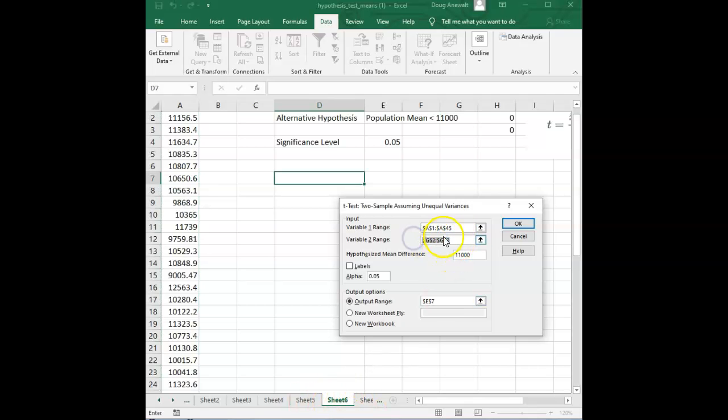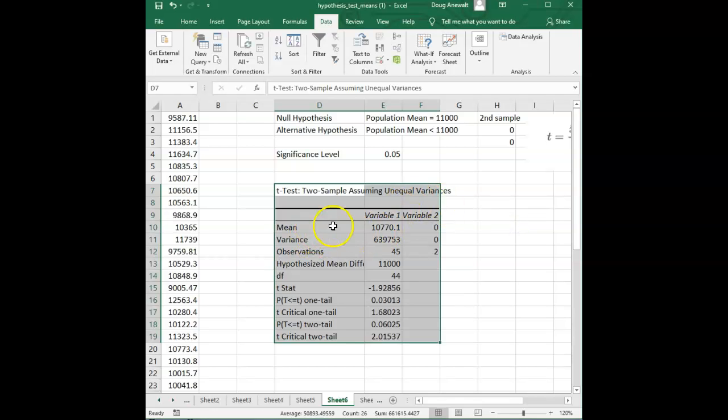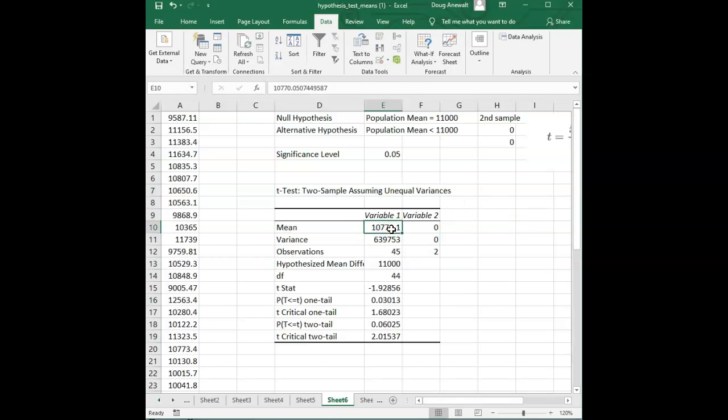Your second sample is the zeros you made up. The hypothesized difference between your means is going to be whatever your null hypothesis is, because our second sample has a mean of 0. And then type in your significance level. Wherever you want the output, type that in here. I'll put it right there. And you get your sample mean, your t-test statistic, and you get the p-value for that test statistic.